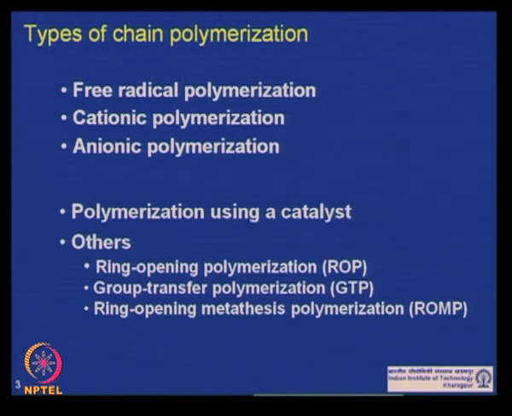Chain polymerization could be of other types as well. For example, polymerization using other types of catalyst like Ziegler-Natta catalyst, and also different other types which are not the majority or a major class of chain polymerization, but are also part of this group. For example, ring opening polymerization, group transfer polymerization, and so on. We will talk about these polymerizations briefly in later lectures.